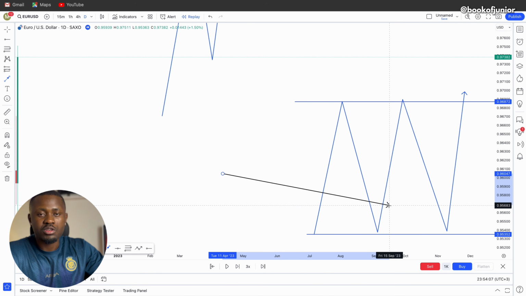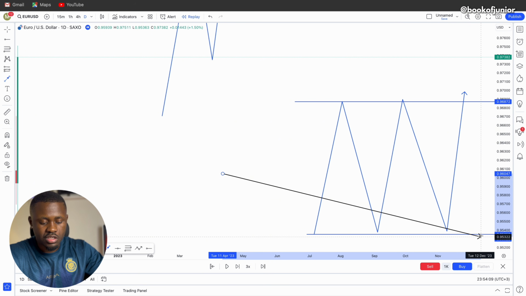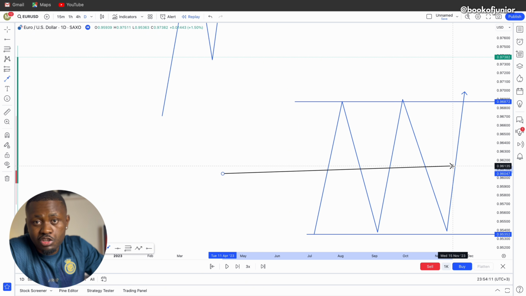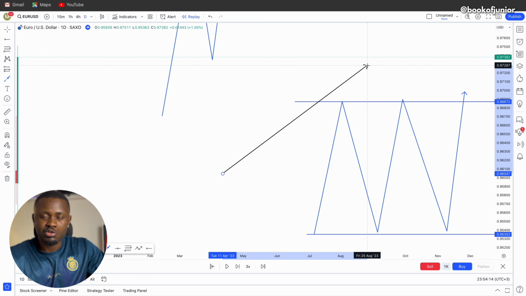As we are doing this, we're waiting for price to break out either up here or down here, and then give us a new trend or a new type of market. Now let's jump on to the real market.